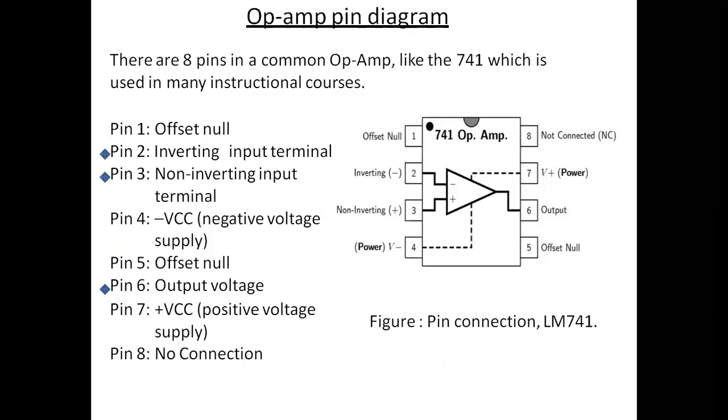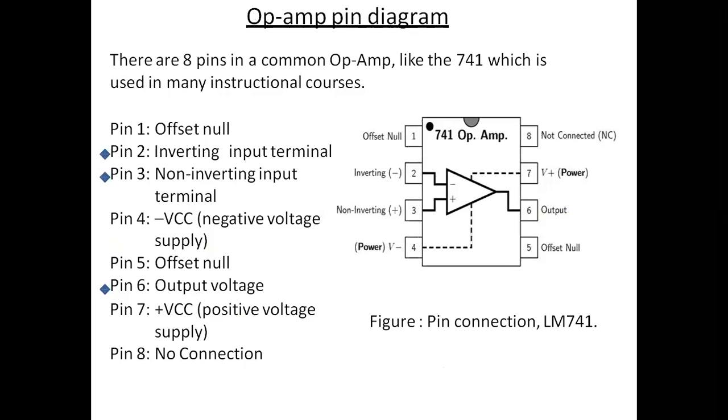IC741 is the common general purpose operational amplifier. It is an 8-pin IC. Pin number 1 is reserved as optional, as well as pin number 5. At pin 2 and 3, we can give the input. At pin number 6, we will get the output.